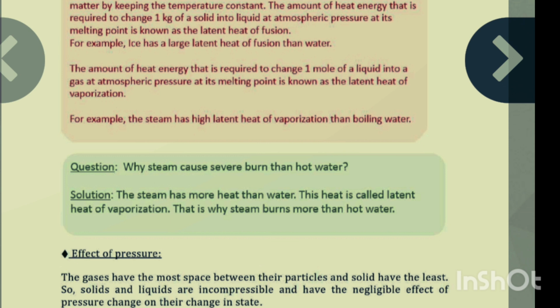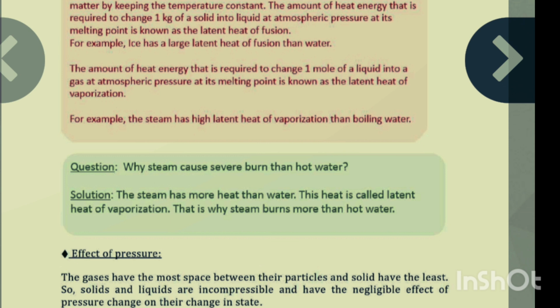Question: why does steam cause more severe burns than hot water? Answer: the steam has more heat than water. This heat is called the latent heat of vaporization. This is why steam burns more than hot water.